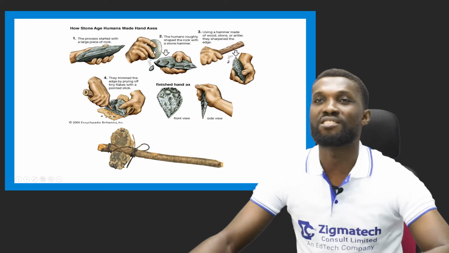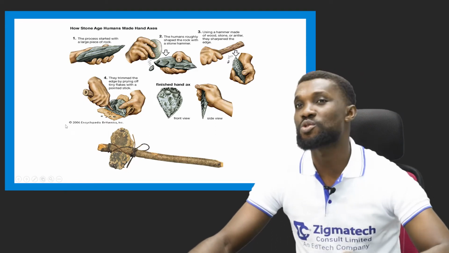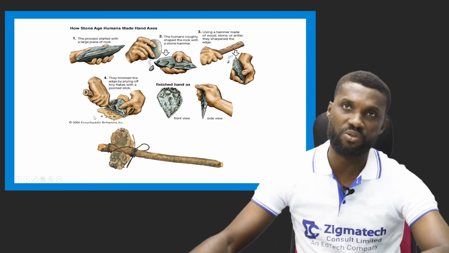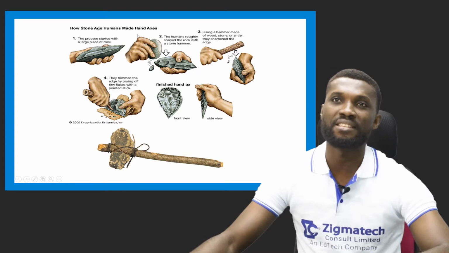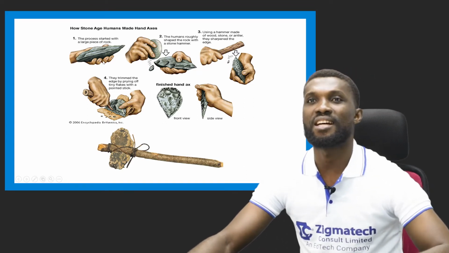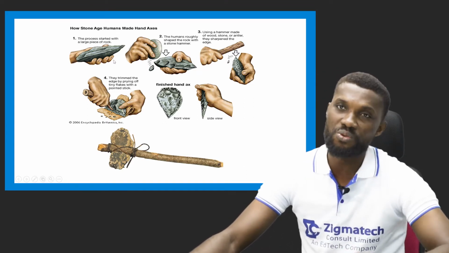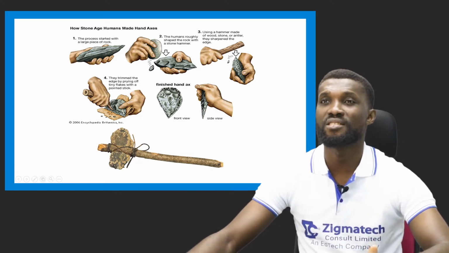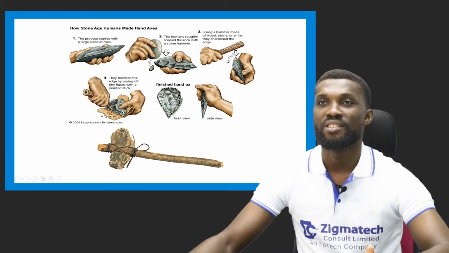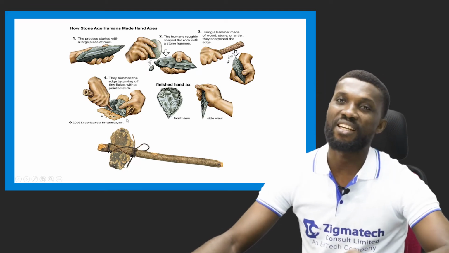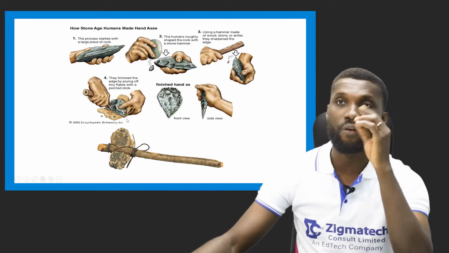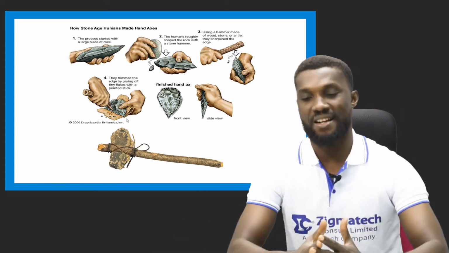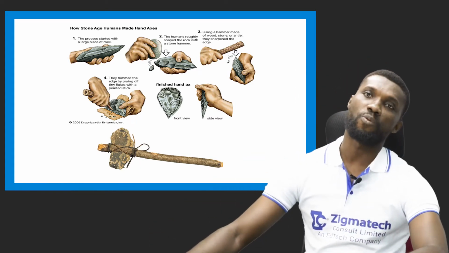Now, I did a total summary of all the tools that were used. Here is how Stone Age men made a hand axe. The process of cutting the stones is exactly the picture, showing how some of the tools they used looked like. You see how creative they are? So this and even more are what we have for the topic.